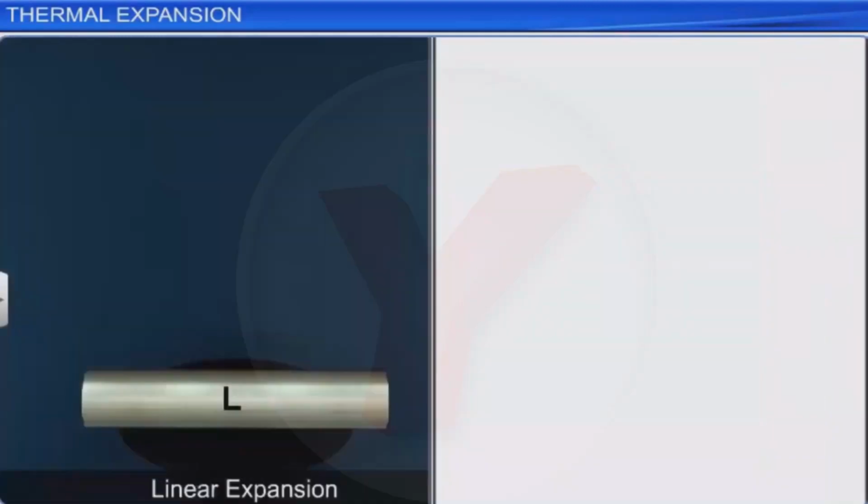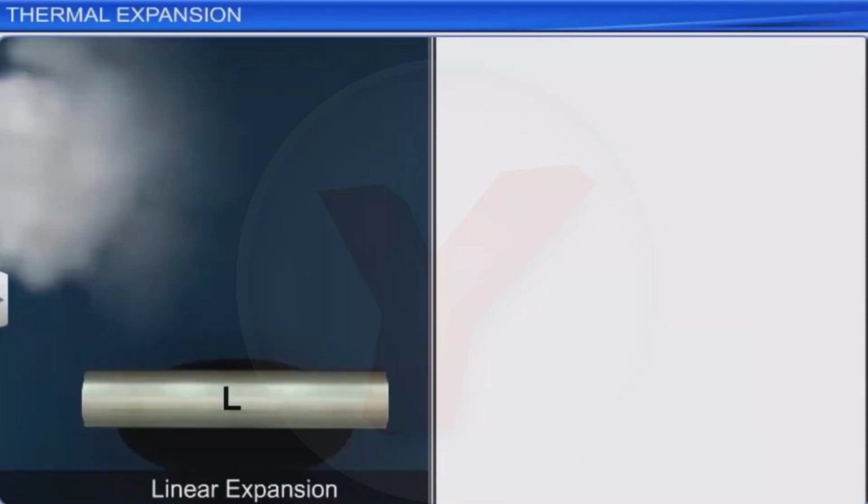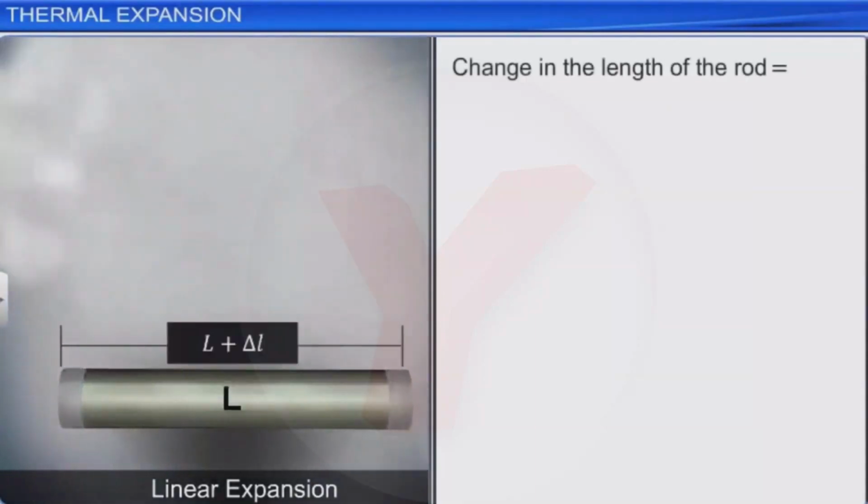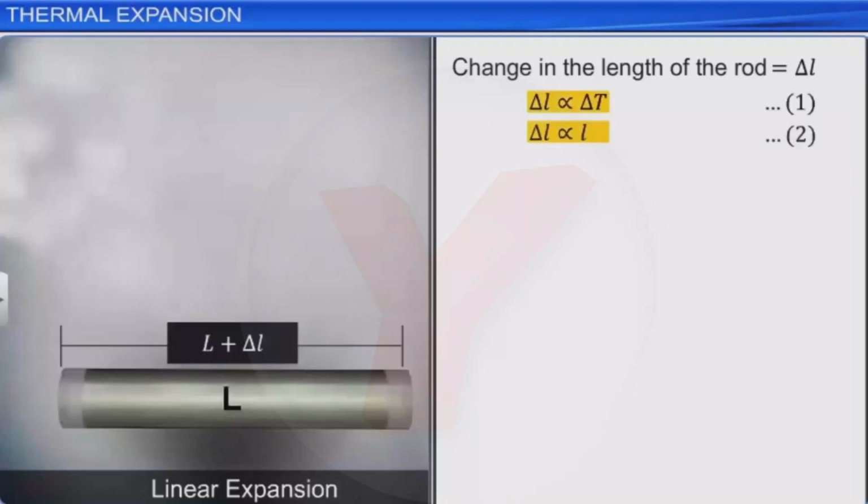Let us consider a thin metal rod of length L at a temperature T. It is experimentally observed that the change in the length of the rod, delta L, is directly proportional to the change in its temperature, delta T, and also directly proportional to the initial length of the rod. Thus, we get equations 1 and 2.